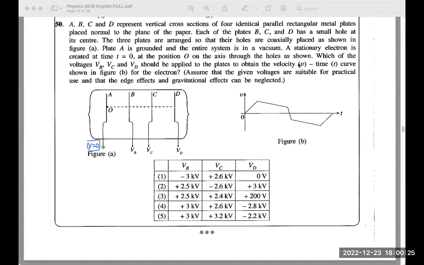All right. A stationary electron is created at time t equal to 0 at position O on the axis through the holes as shown. Which of the voltages VB, VC and VD should be applied to the plates to obtain the velocity time curve shown in figure B for the electron? So the electron is moving starting from here, along this path. As it moves along this path, its velocity is varying with time like this.